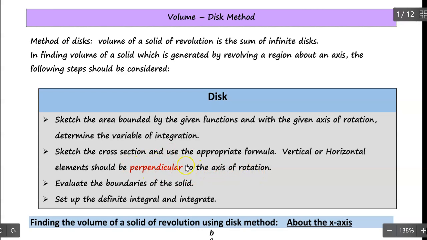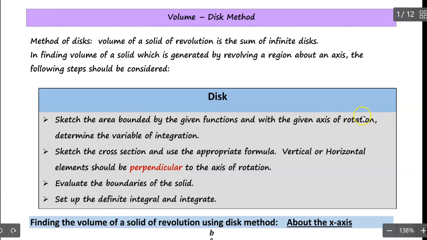Okay, so the word perpendicular is very important in this case. I would like everyone to remember that. As soon as you have to use this method, just remember that your vertical or horizontal elements will be perpendicular to the axis of rotation. The axis of rotation will always be given to you in this case. I will always give you the axis of rotation to work with.